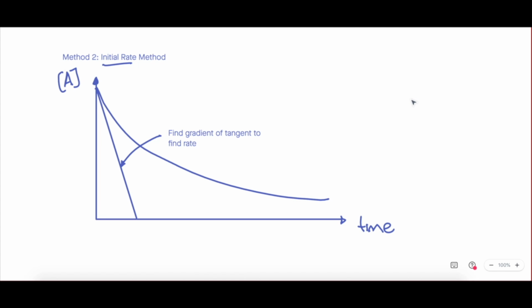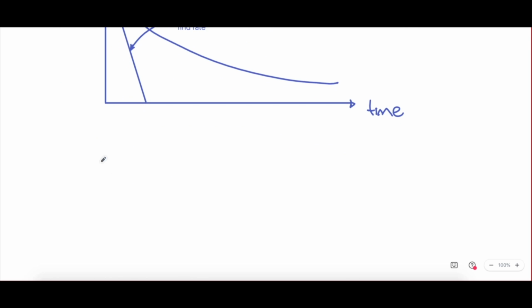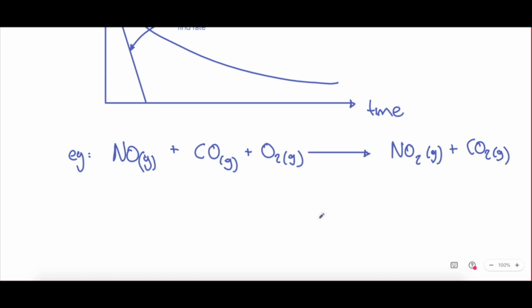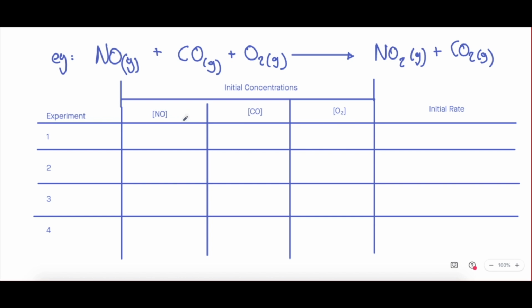Now, by finding the initial rate for loads of different experiments, you can figure out the order with respect to each reactant. But to do that, you need to do loads of experiments and only change one reactant, keeping everything else constant. So I'm going to draw a table of results. Let's say we have the following reaction occurring, and we want to work out the order of the reaction with respect to each reactant, so NO, CO, and O2. If you want to do this experimentally, you can do it by doing 4 different experiments. For the first experiment, you choose specific initial concentrations for each reactant. So I'm going to draw a table to note down an example of initial concentrations. We've got all 3 reactants here: NO, CO, O2.